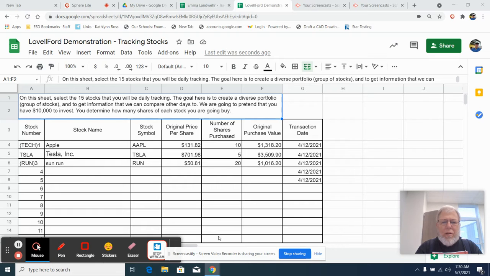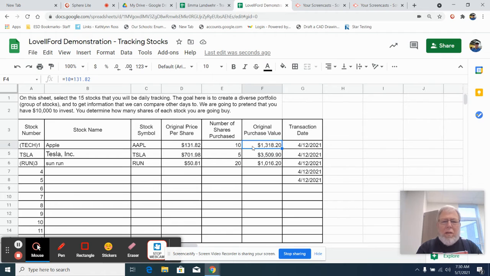They were $131.82 for Apple per share, and we bought 10 shares. So if you look at the actual cost of 1,318.20, you can see that we got it by multiplying the number of shares right up here, the number of shares times the price per share. And we did this right in the sheet using the equal sign.